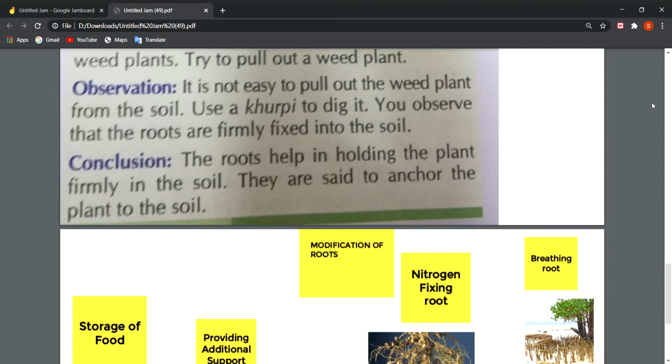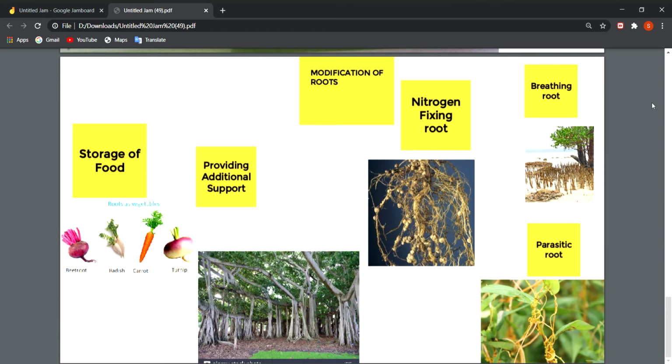Besides the primary functions of root like conduction, fixation and preventing soil erosion, there are some other functions of the root. Some roots are modified to perform other functions also. The first is storage of food. There are several roots which store food for the plant and swell up, like carrot, turnip, radish, sweet potato and beetroot. They are swollen due to storage of food. So these roots are called storage roots. These roots can be eaten as vegetables.